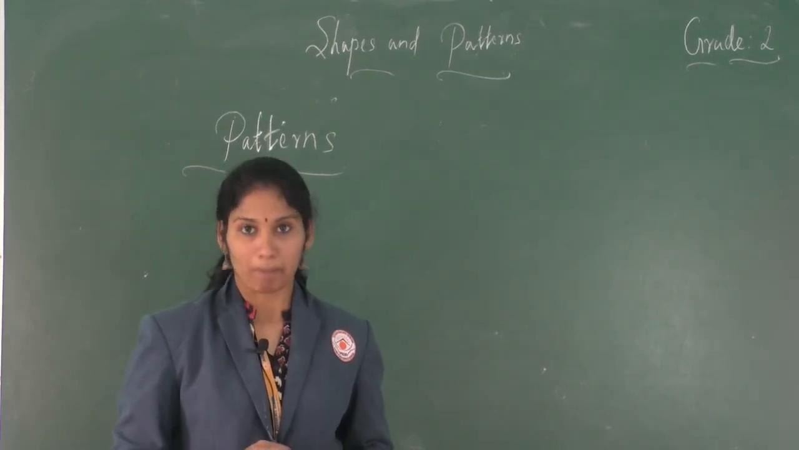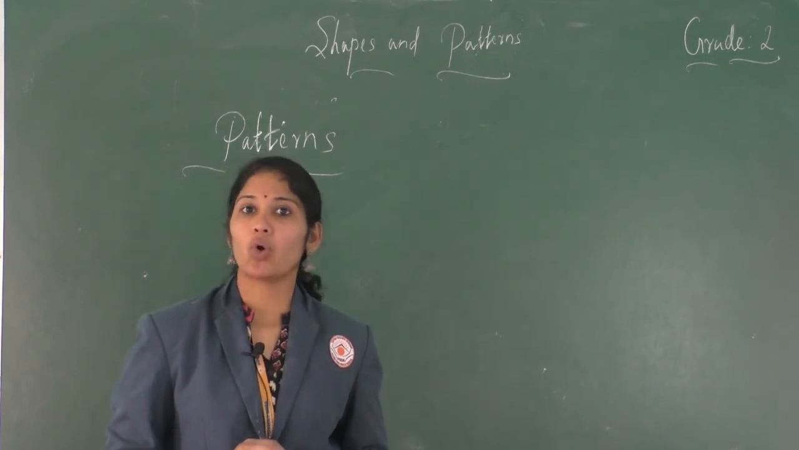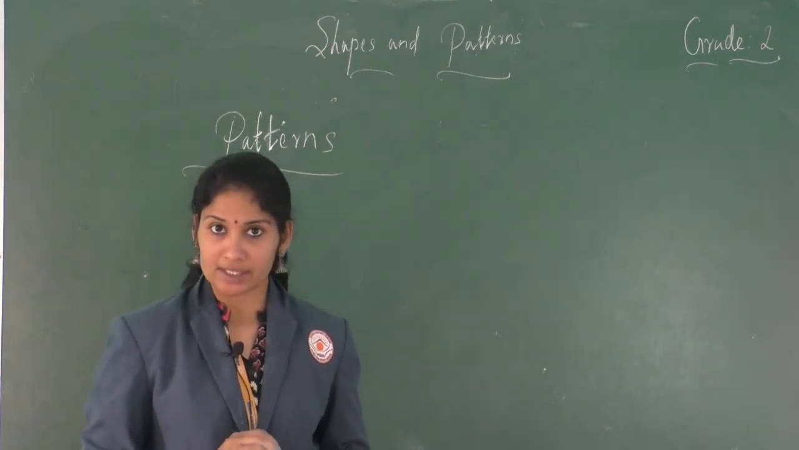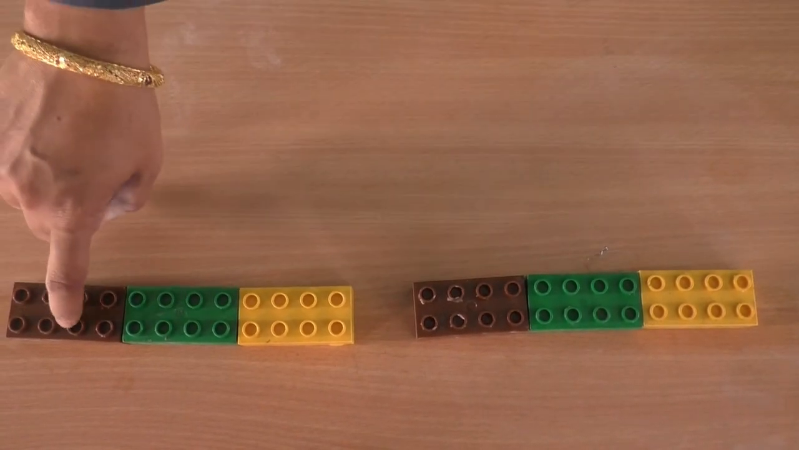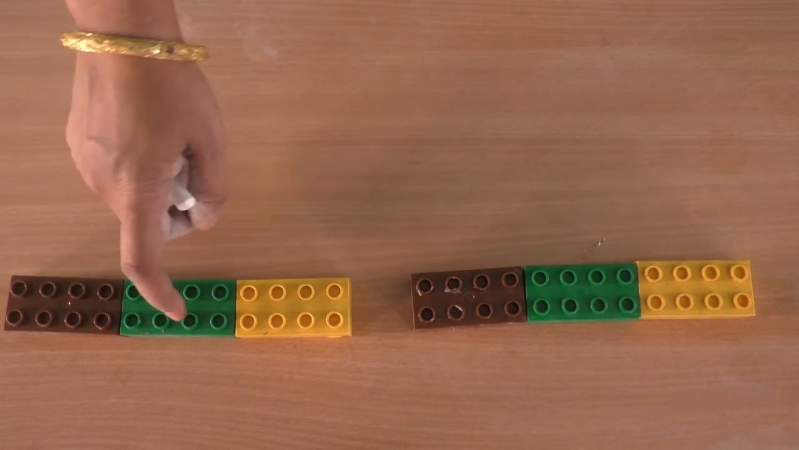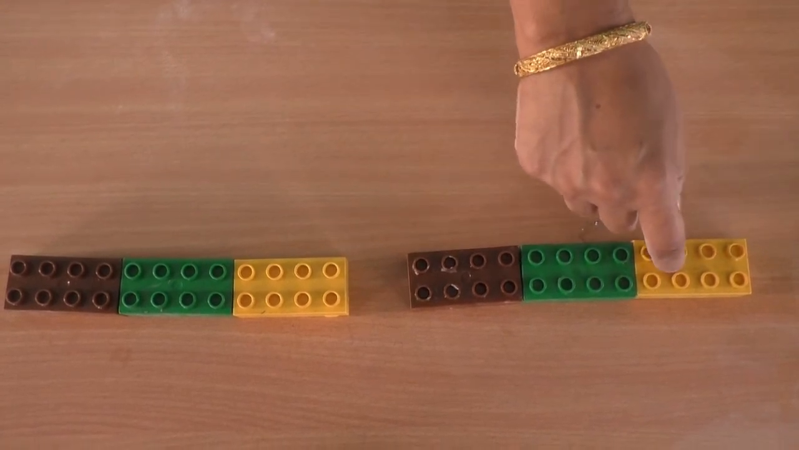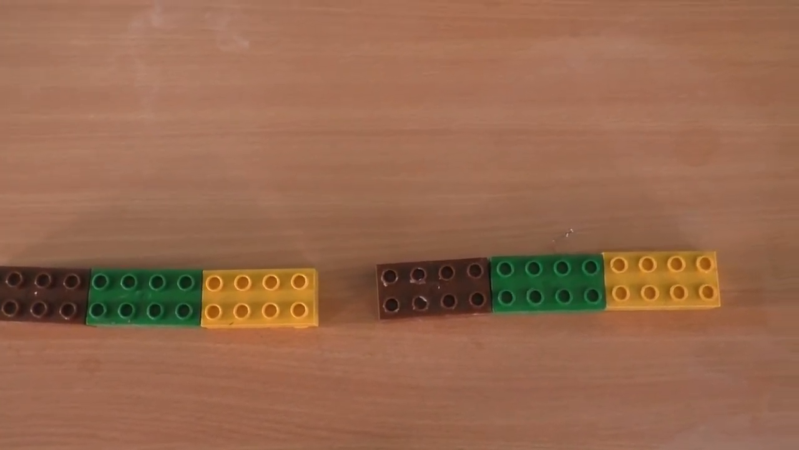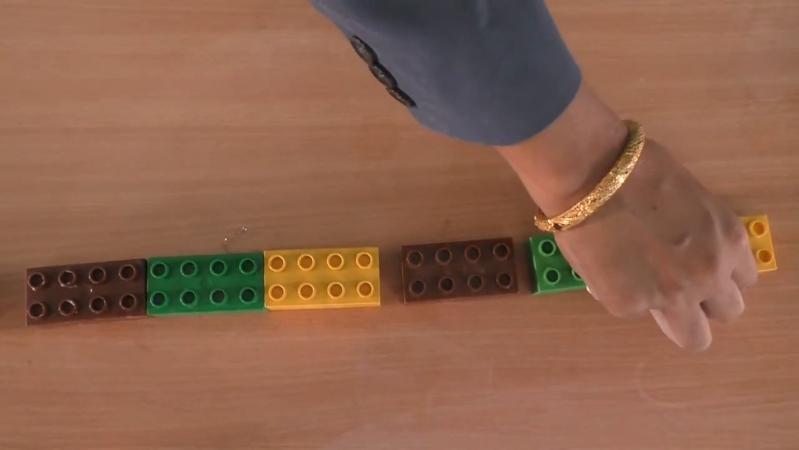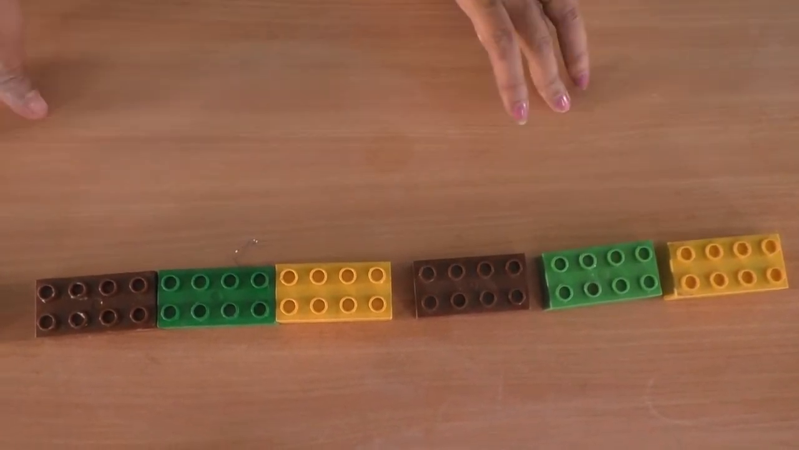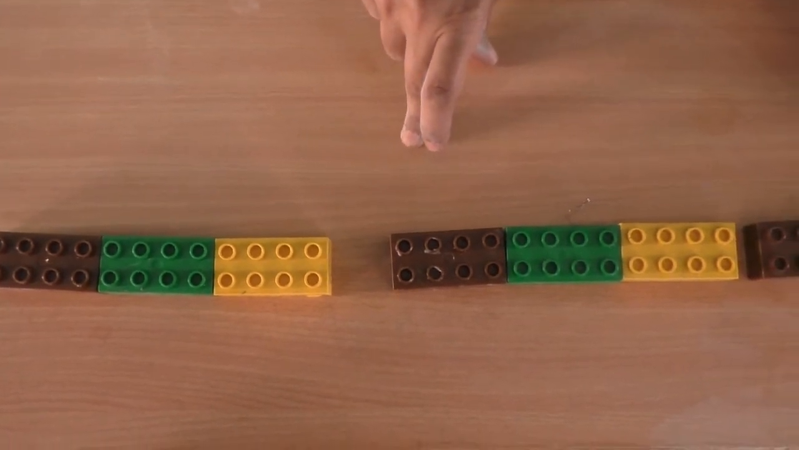Children, our next topic is patterns. Patterns can be shapes, picture or number which is repeated in sequence. Children, first we will see change in color. We have one brown block, green, yellow. Next, brown, green, yellow. What will be the next 3 color? Yes, brown, green and yellow. We have a repeating sequence of colors. Brown, green, yellow. We call it as a pattern.